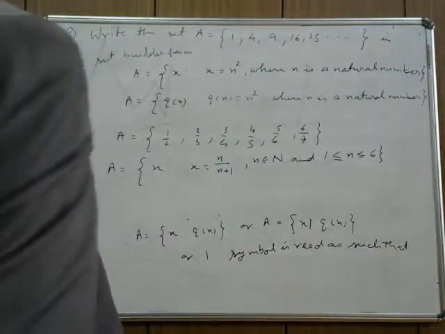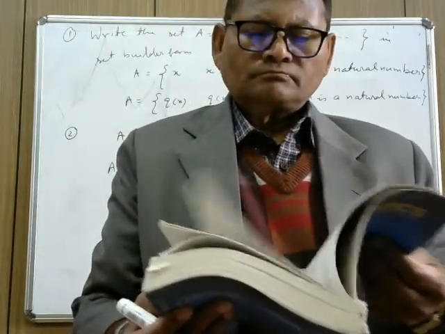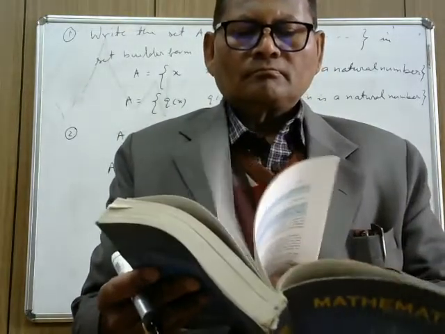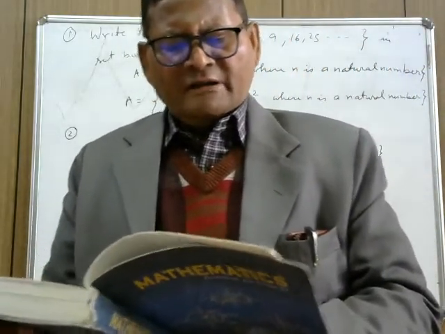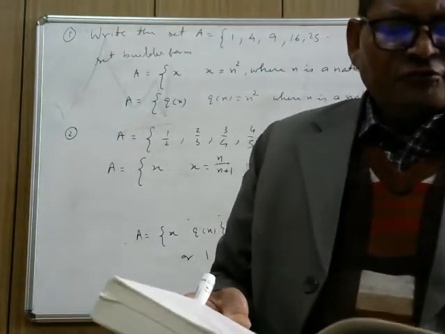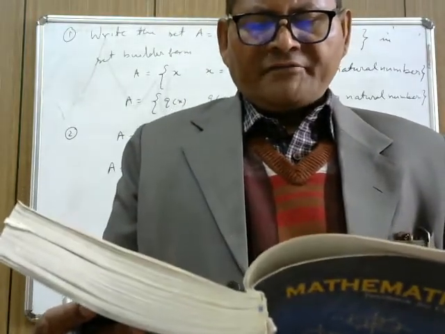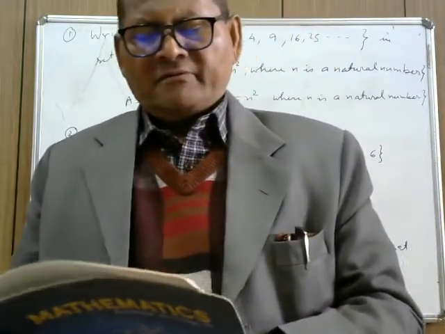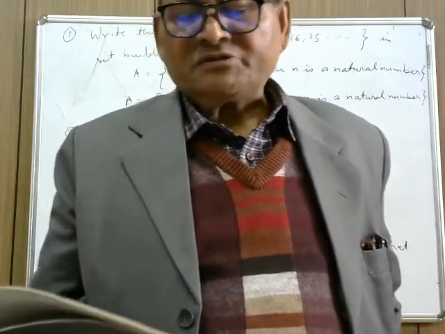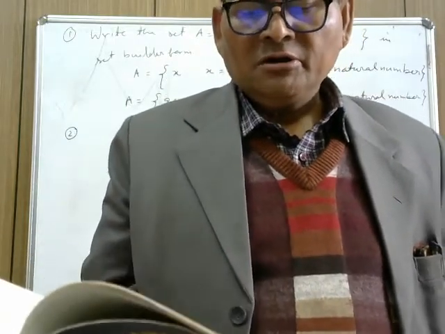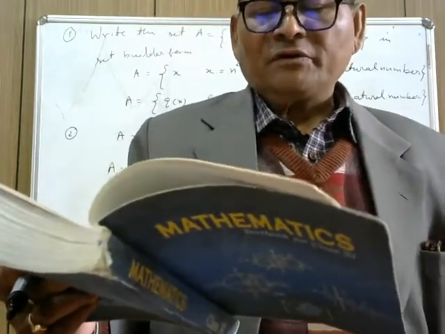In the first type of questions, you have to check whether the given collection is a well-defined collection or not, and whether they form a set or not. Your first question is the collection of all months of a year beginning with letter J. This is a well-defined collection, of course, because the months which are beginning with J are January, June, July, all that. So it is a well-defined collection, therefore it is a set.